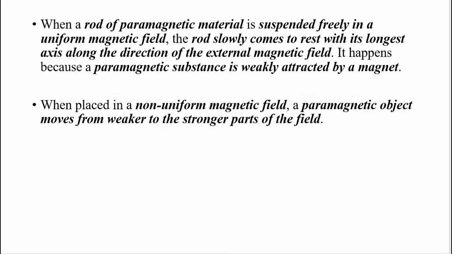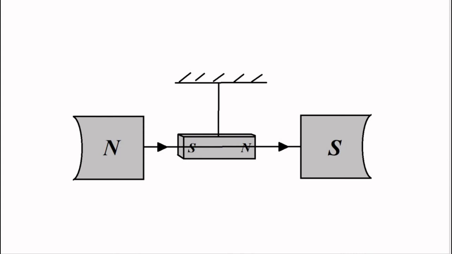Next, when a paramagnetic material is placed in an external magnetic field, it aligns itself in the direction of the magnetic field. Why? Because opposite poles attract each other. North attracts south, south attracts north. So that's why it gets aligned with its longest axis parallel to the external magnetic field. But in case of diamagnetic, the longest axis was perpendicular.